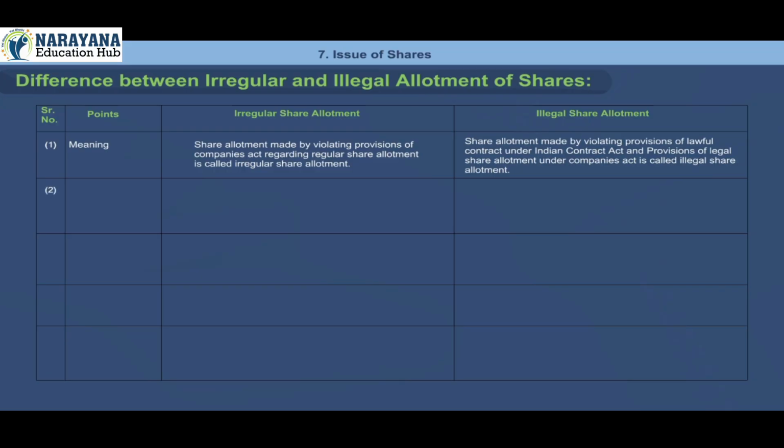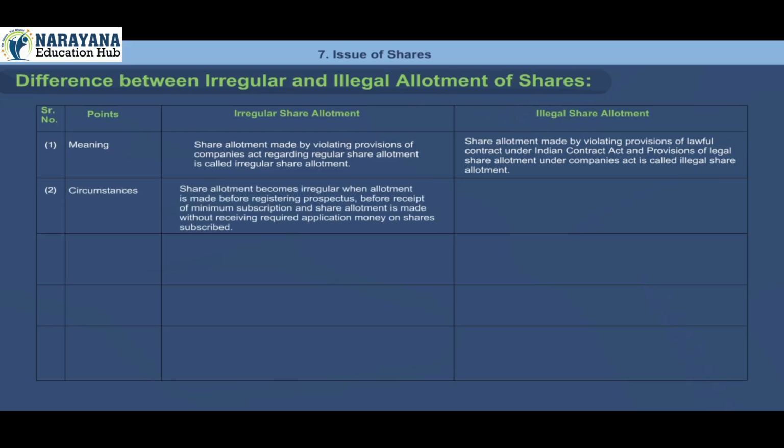Serial number 2. Points. Circumstances. Irregular share allotment. Share allotment becomes irregular when allotment is made before registering prospectus, before receipt of minimum subscription, and share allotment is made without receiving required application money on shares subscribed. Illegal share allotment. Share allotment is considered as illegal when offer is not made by an applicant, offer is not accepted, acceptance of offer is not informed by the company, or there is absence of consideration.